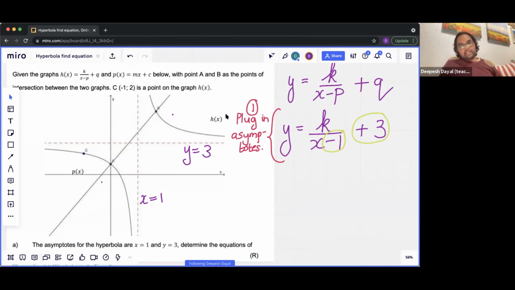Lisa and Kiabetsui are telling me to use the point C. I wonder if others agree. Who else agrees that we must use point C? And what is point C actually? Point C is minus 1 and 2. So the x is minus 1 and the y is 2.